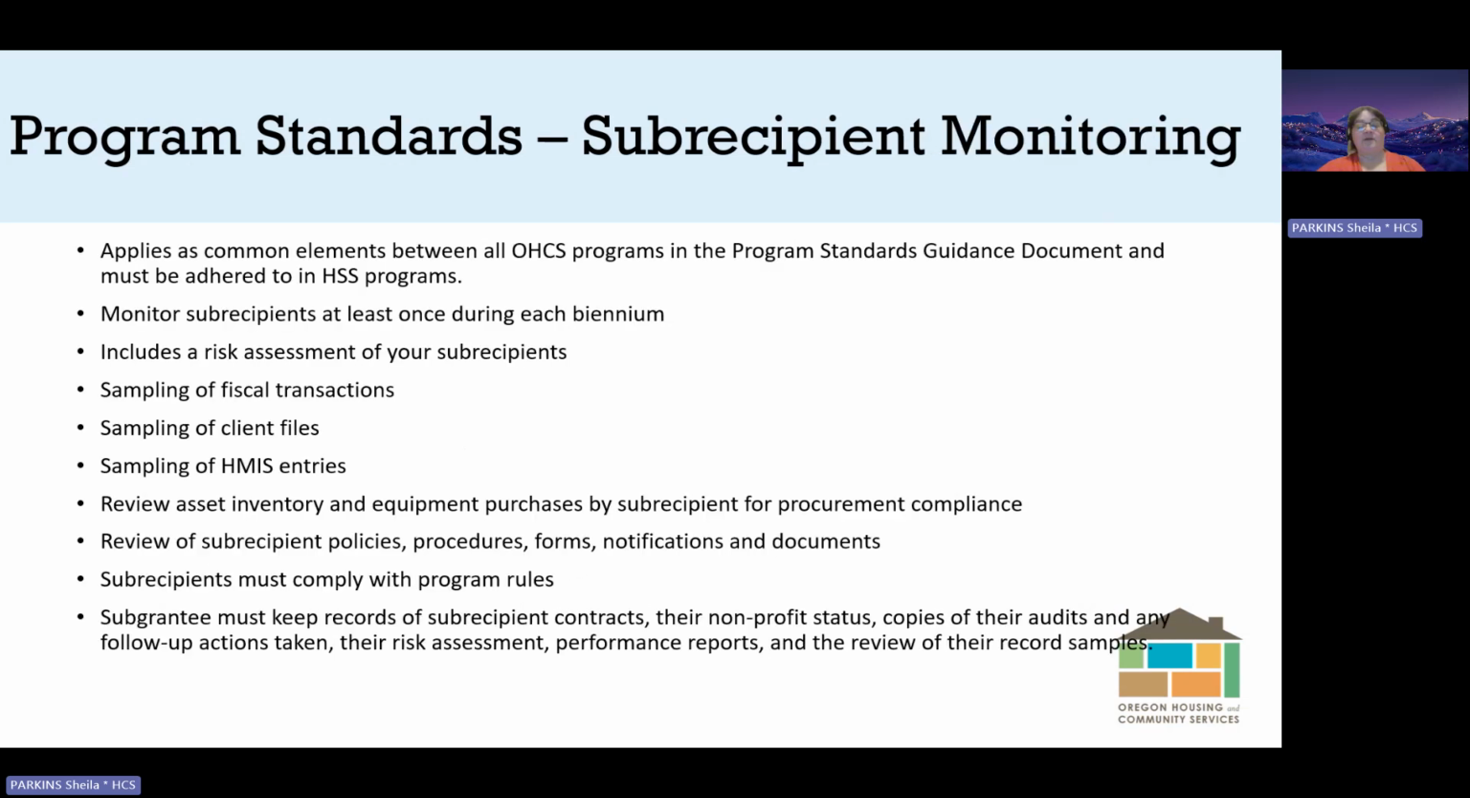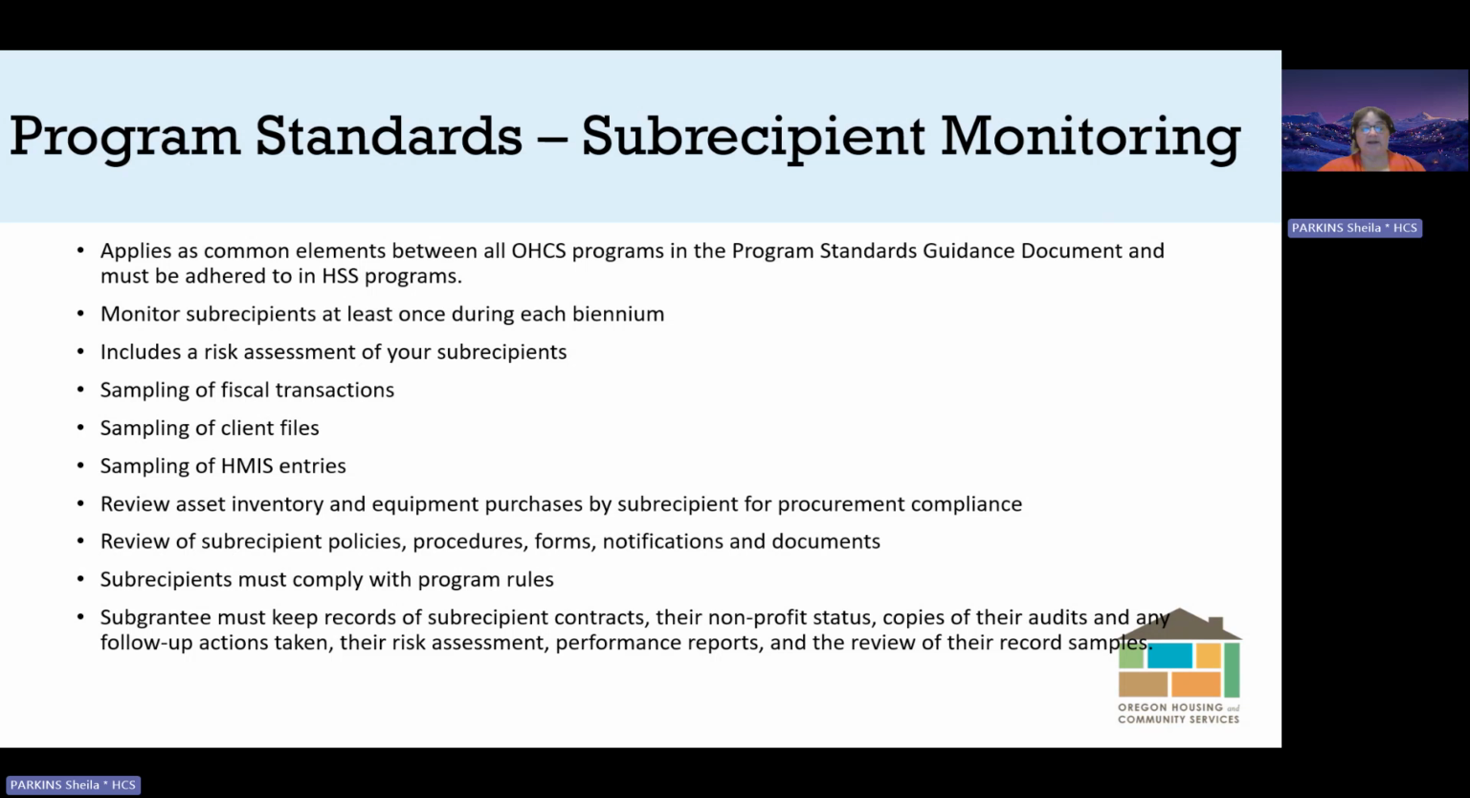Program standards are the common elements between all OHCS HSS programs, and all grantees must adhere to the requirements identified in these standards. You can find these standards in the HSS Program Standards Guidance located on the HSS and MGA dashboards. In relation to subrecipients, you must monitor each subrecipient at least once during each biennium. Subgrantees must timely monitor the organization's activities and expenditures of all their subrecipients.